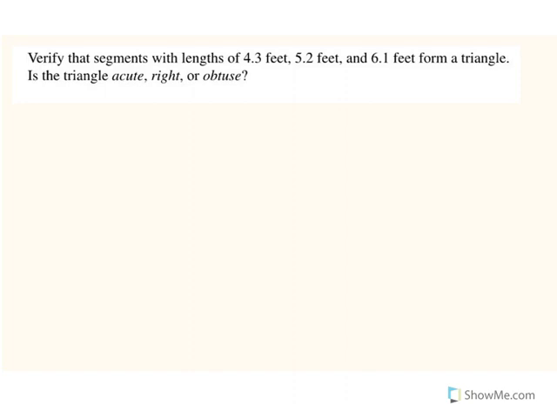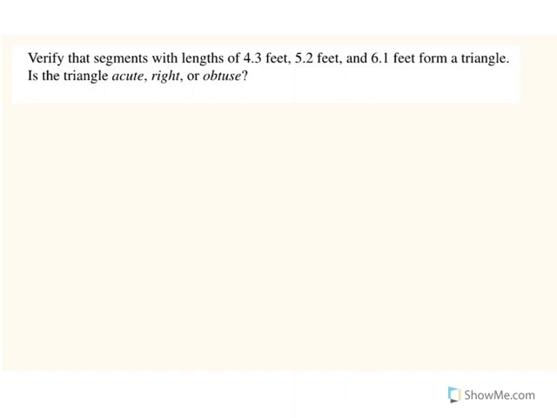So we need to verify that they form a triangle, okay, which is weird that the book does not actually tell you how to tell if it's a triangle or not. To know if it's a triangle or not, the two smaller sides have to add up to be bigger than the third, than the biggest one. So 4.3 plus 5.2 is 9 something, so it's bigger than 6.1. Okay, so it is a triangle.